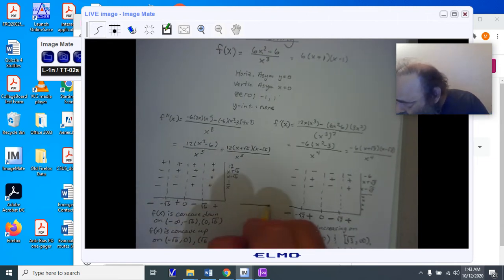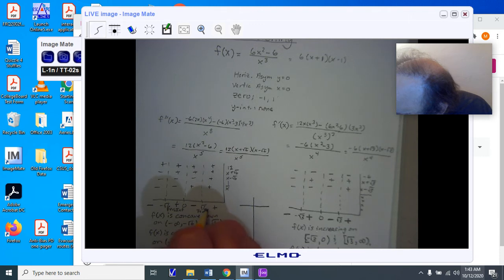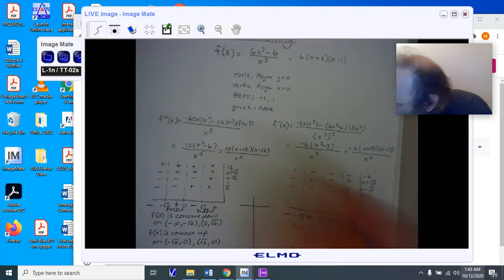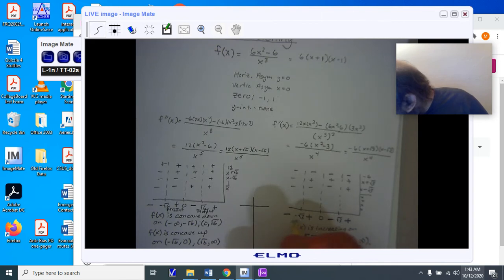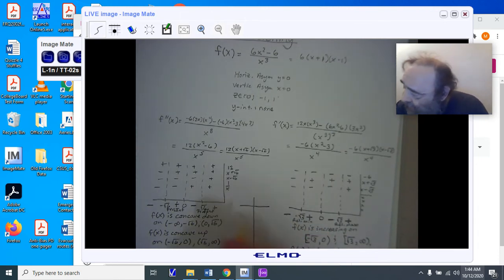Now, I recognize that I have points of inflection. There's a point of inflection here. There's a point of inflection here. I have a relative maximum, relative minimum here. And I have a relative maximum here. Please remember that this is an asymptote at x equals 0. And so we're not going to have anything there.